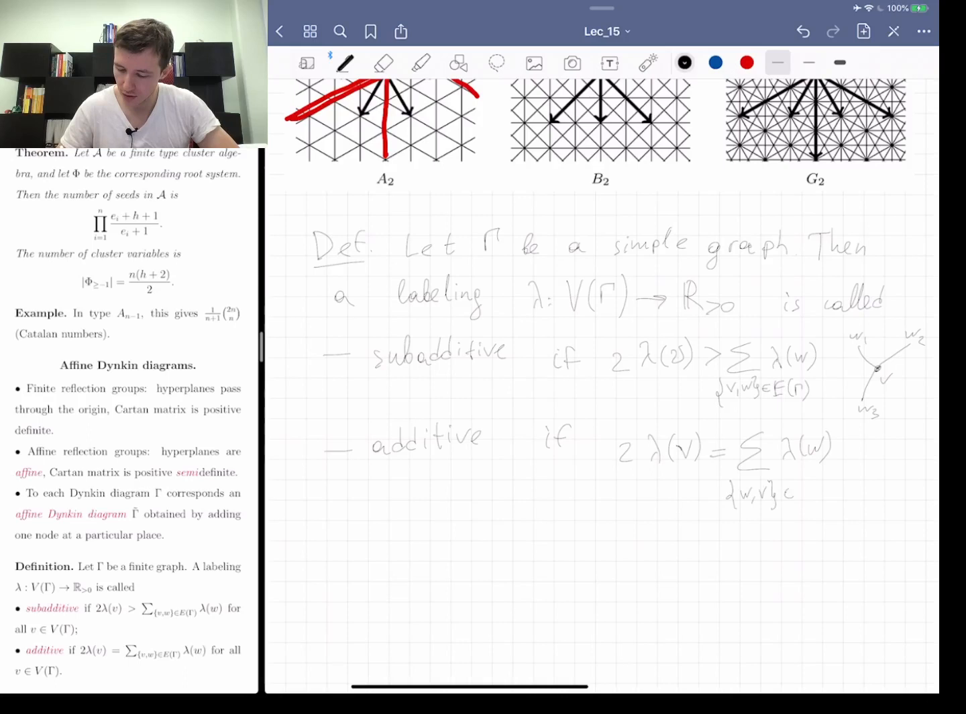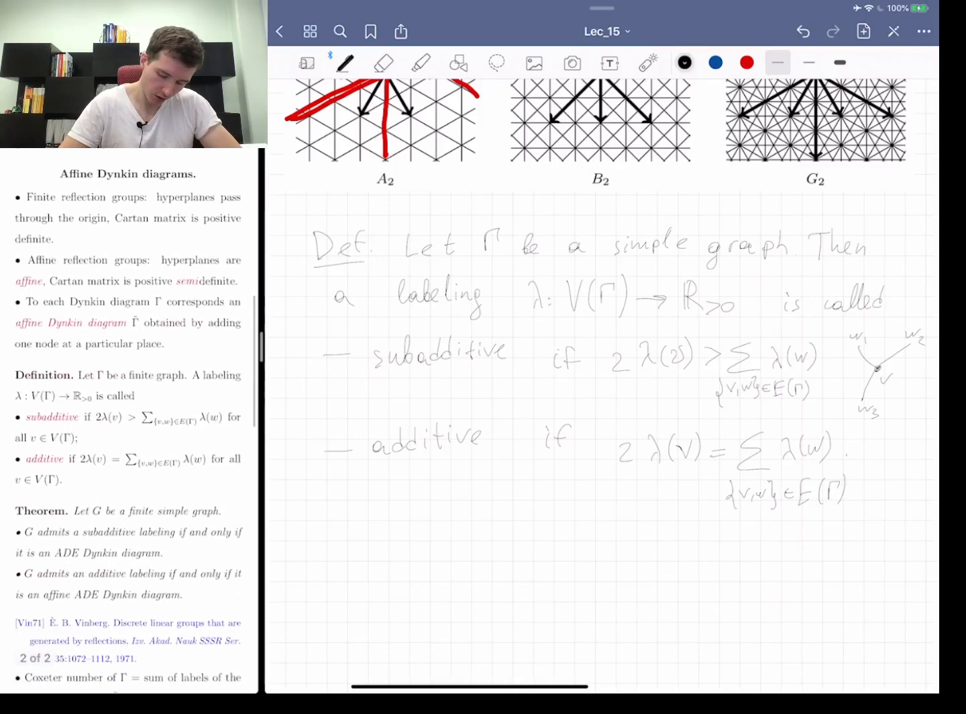Yeah, it doesn't really matter, but okay. And now here is a theorem, which is due to Vinberg.